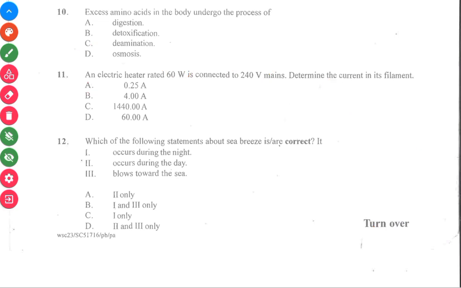Question number 12. Which of the following statements about sea breeze is or are correct? I. It occurs during the night. II. It occurs during the day. III. It blows towards the sea. Question number 12. For sea breeze, the answer is II only. So the answer is B.